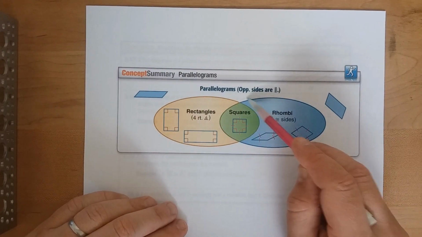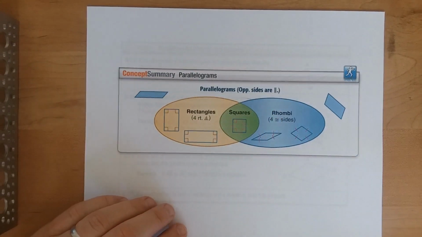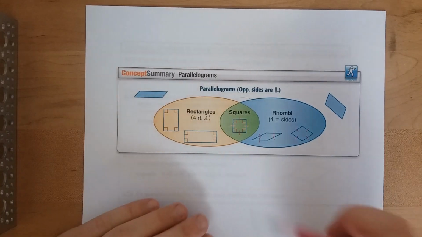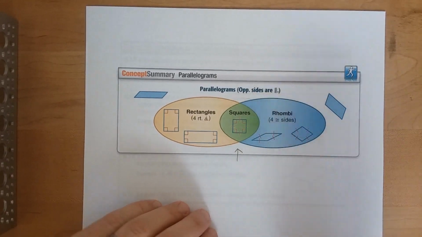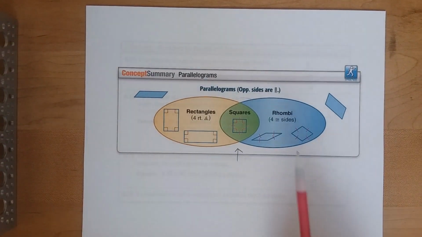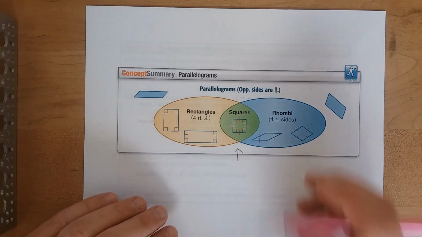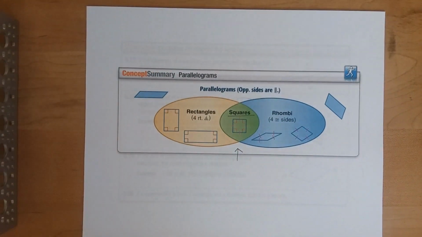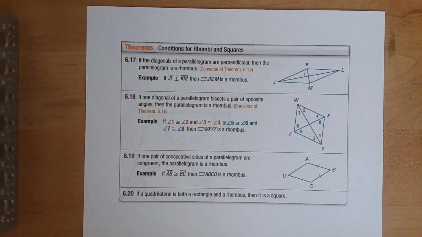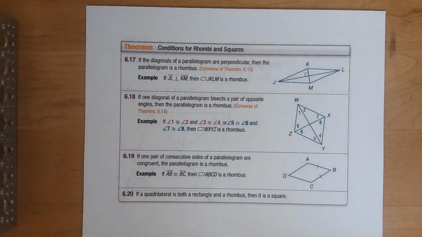And there's this one little spot in our Venn diagram where they overlap, where you can have a parallelogram that is both a rhombus and a rectangle. It has all four sides congruent and all four right angles, and that's our square. So now we can take the converse of those theorems that we looked at for rhombuses, and we can use these to prove what type of parallelogram we have.